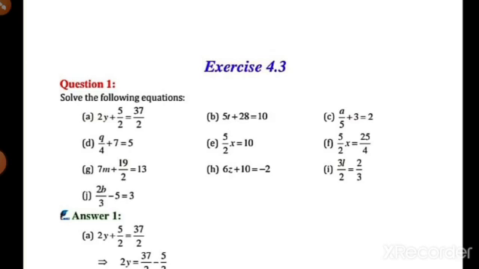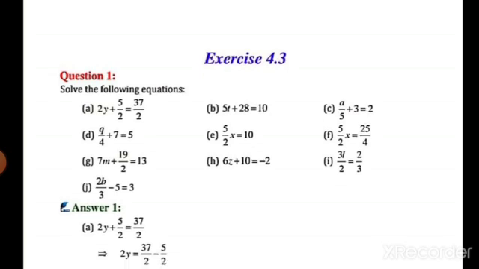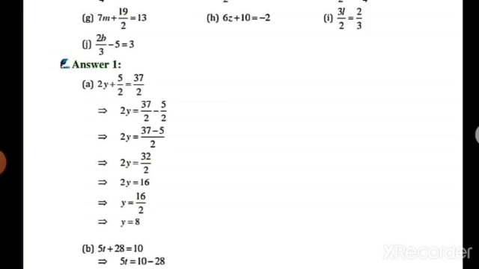In this chapter, we have to start with exercise 4.3. Exercise 4.3, question number 1. Solve the following equations. Let's begin with the first question.